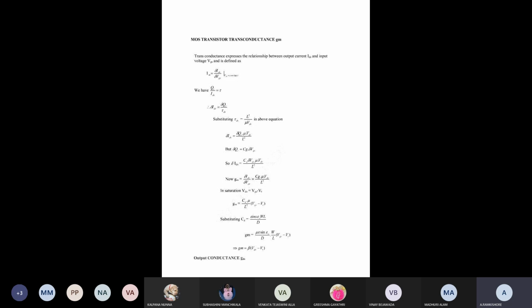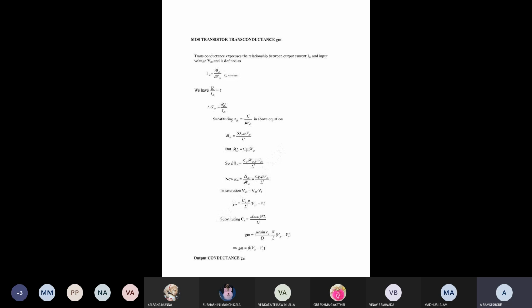At that time we have to consider VDS equal to VGS minus VT, and CG equal to epsilon naught W L by D. These values of VDS and CG will be substituted in the above gm equation. So gm is equal to, in place of CG, epsilon naught W by L D, with L square, and in terms of VGS minus VT by mu.